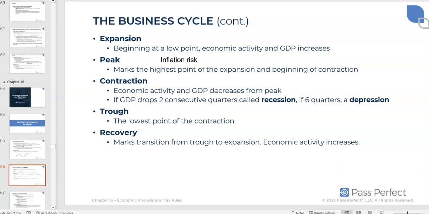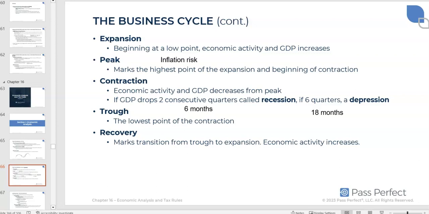When a contraction becomes severe enough, and severe enough means GDP drops for 2 consecutive quarters. Well, 2 consecutive quarters, that's about 6 months. So GDP contracts for 6 consecutive months. That's the definition of a recession. And if it goes down for 6 consecutive quarters, then that would be 18 months. That's a year and a half of economic contraction. That's the definition of a depression. Right? If the economy's been contracting for a year and a half, I might be pretty depressed too.